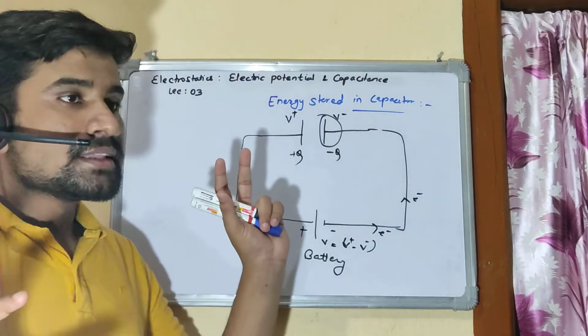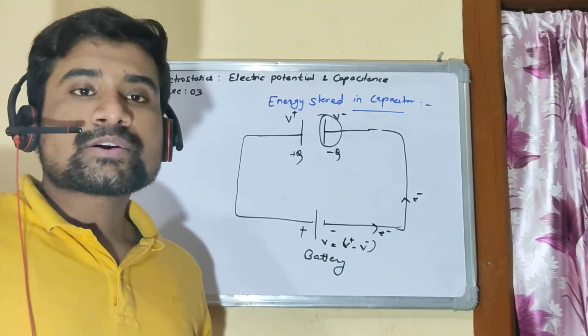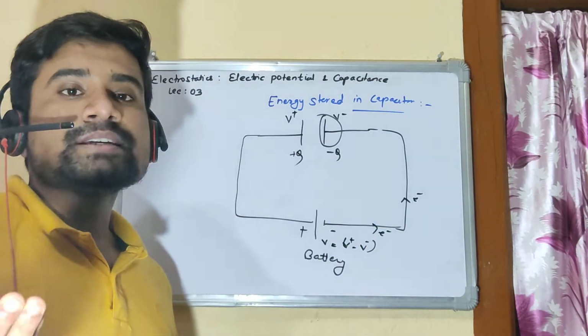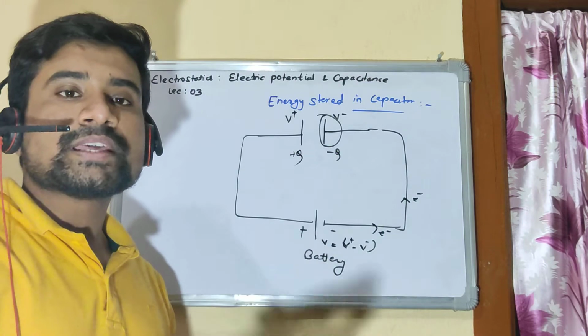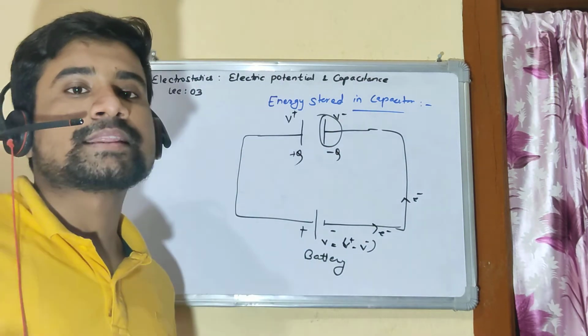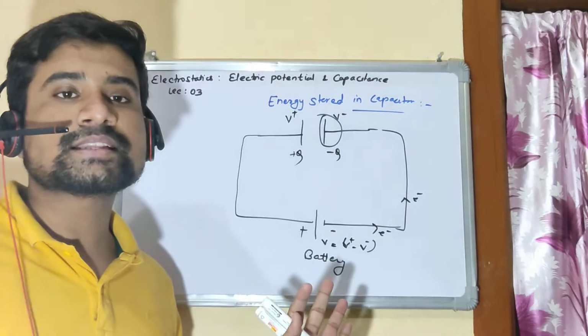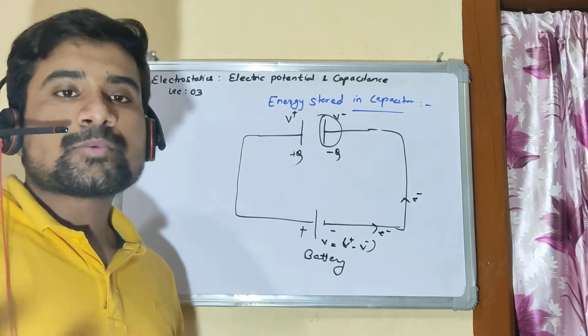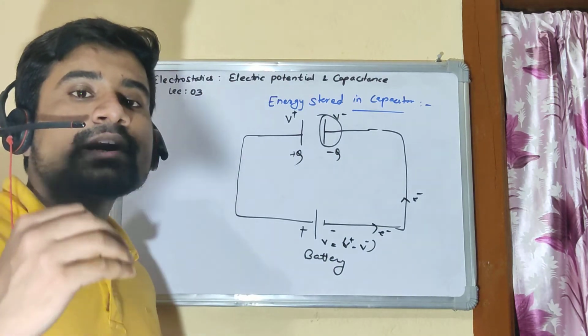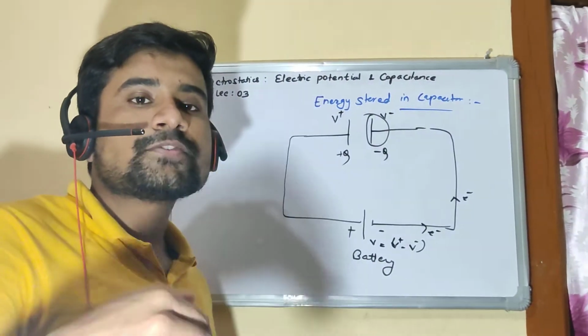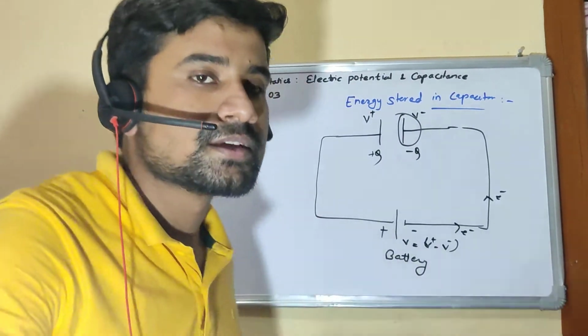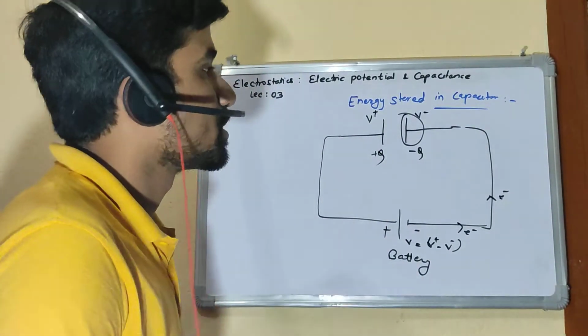And since it is an electrostatic force, the energy and any such parameters will only depend on the initial and final states. It won't depend on the path, on how the capacitor has attained charge. The energy is not bothered about the path. It is only dependent on the initial and the final state of the capacitor. So let's derive the expression for the energy stored in the capacitor.